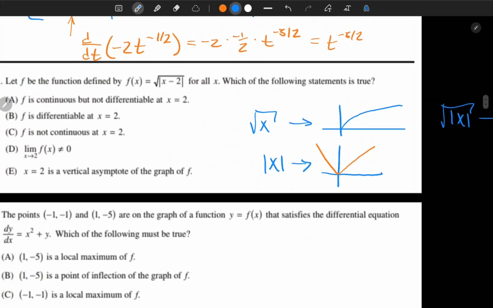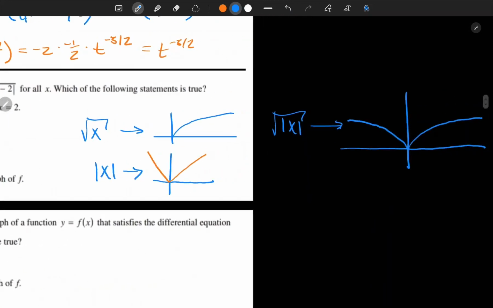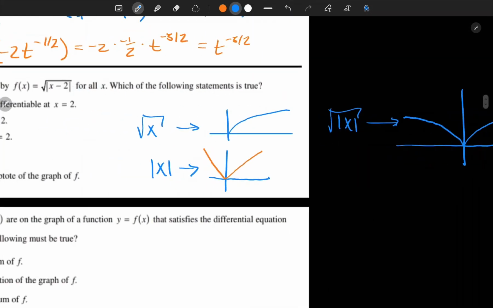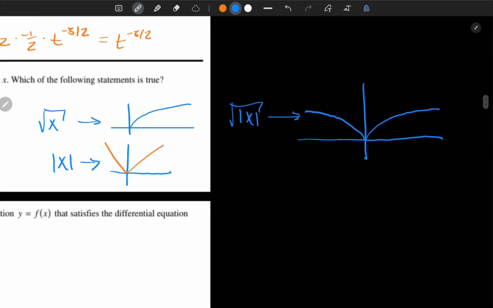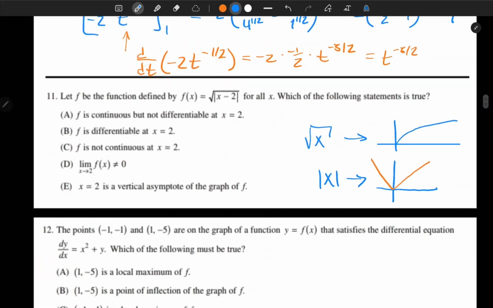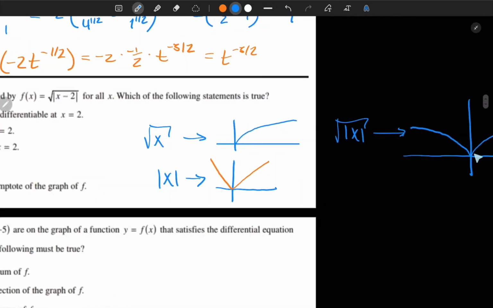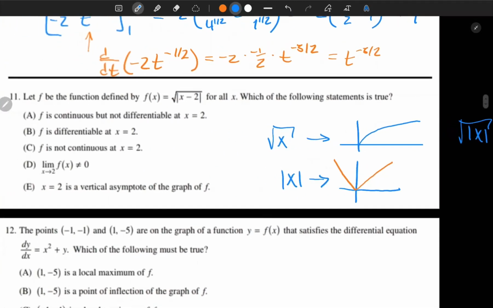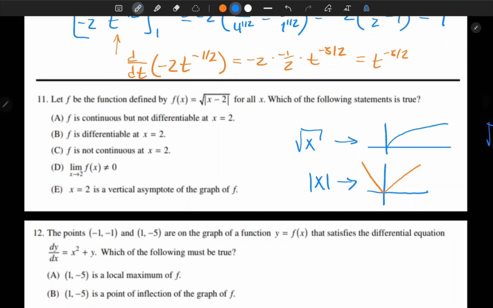And when we have a negative 2 here, so x minus 2, this just gets shifted to the right. With the x minus 2, it doesn't change anything about the kink here. It just shifts the whole thing to the right by 2. So we know that it's not differentiable at this kink. But when you look at this plot, it's certainly continuous. There's no jumps or discontinuities at all. So we know that the answer cannot be B because it's certainly not differentiable. We know that it's continuous.